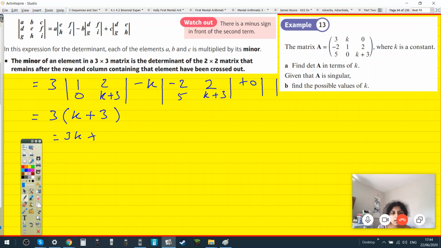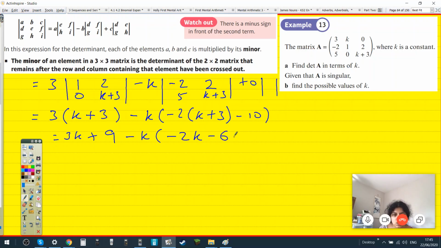And then, wait, 3k plus 9. You're right. And then minus 2 times k plus 3. Wait a minute, minus 2 times k plus 3, minus 10. Yeah. Which I really don't want to multiply out. Just do that bit in there first. 2k minus 16. Yeah.